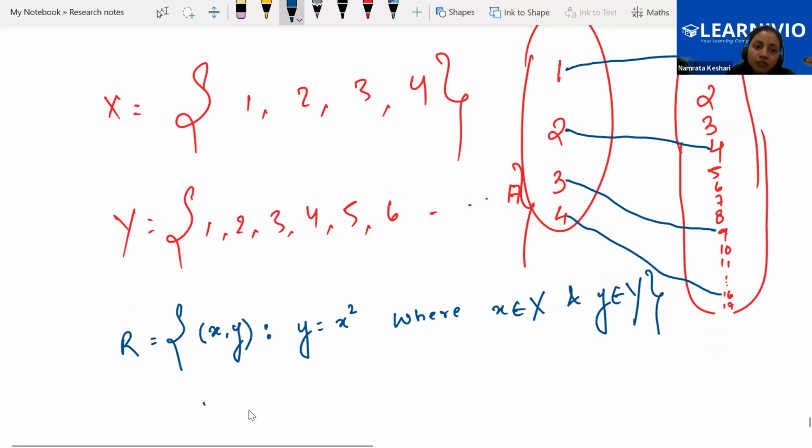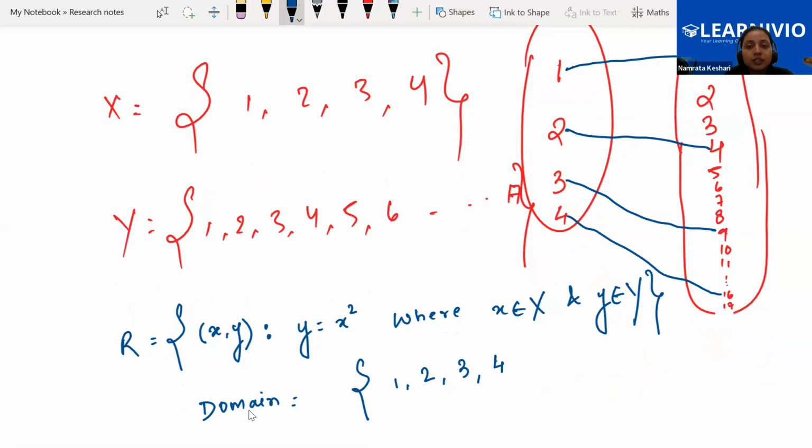Now here domain will be set of all inputs. What are the inputs? 1 is there, the first element, set of all first elements. 1 is there, 2 is also there, 3 is also there, and 4. These are the domain. Now codomain and range.